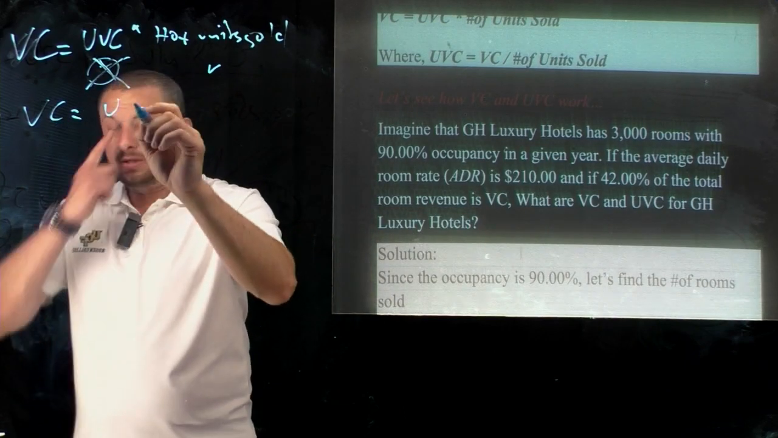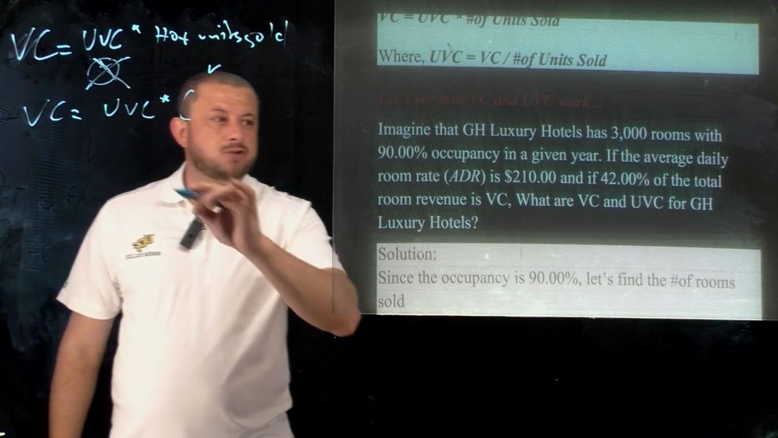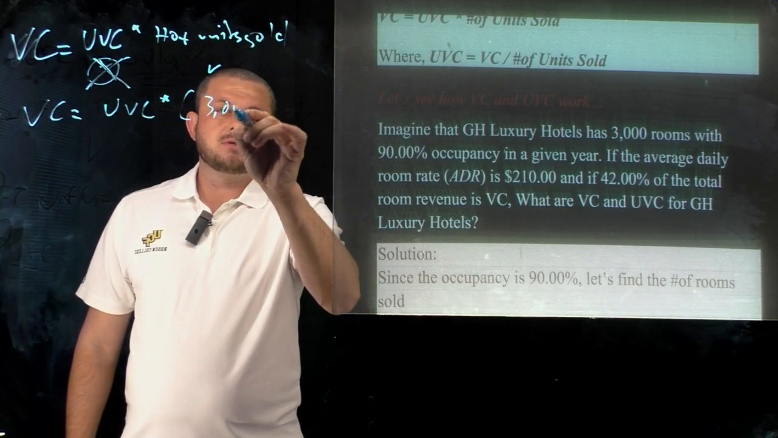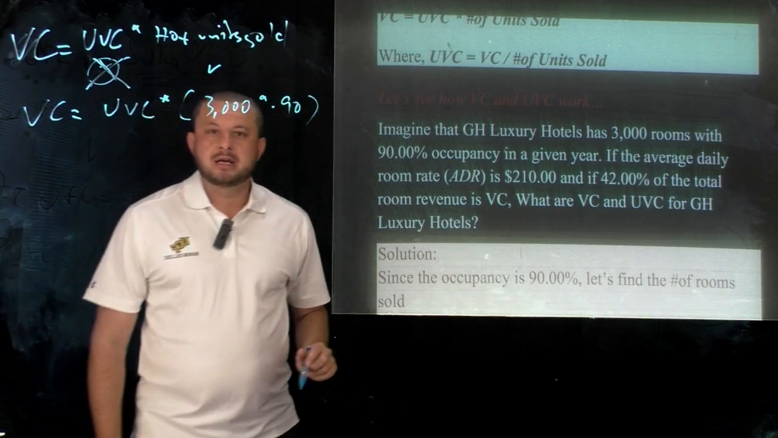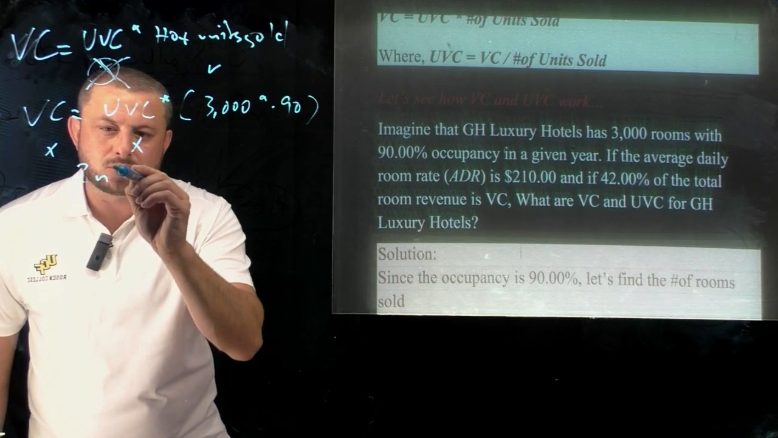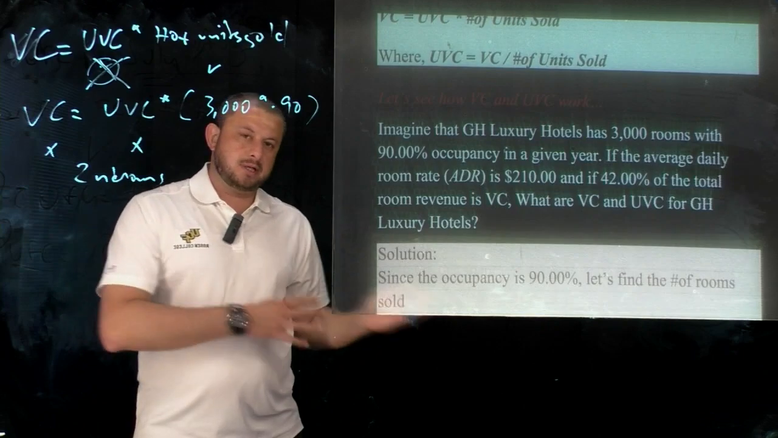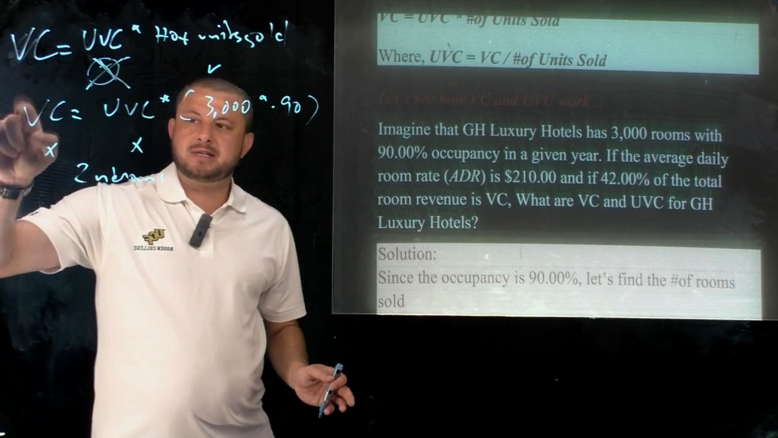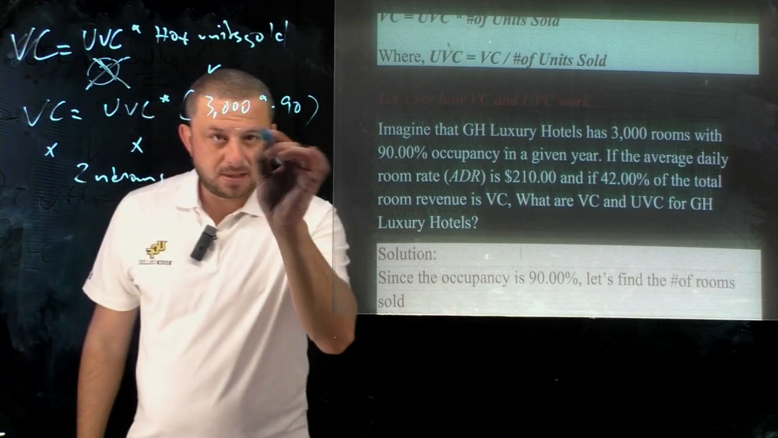So my equation, if I want to utilize the information given, will look like 3,000 multiplied by 0.9. I will explain this to you in a second. So I don't know this guy. I'm trying to find this guy. So I have two unknowns in the equation. I cannot proceed further by using the VC equation. Okay, guys? I can do something else.